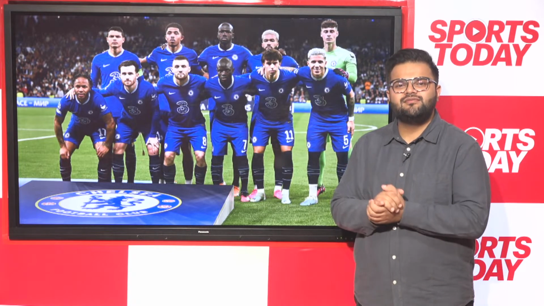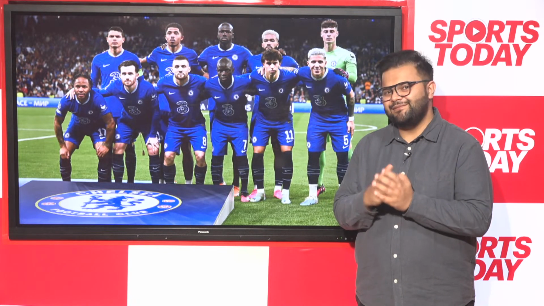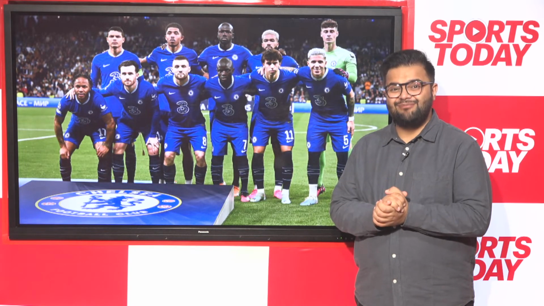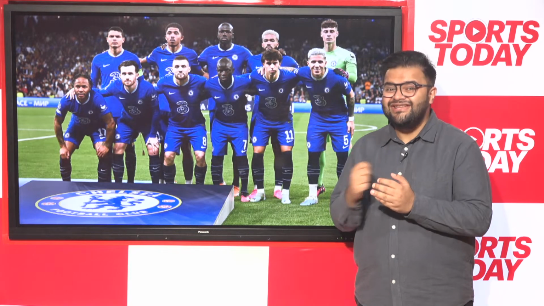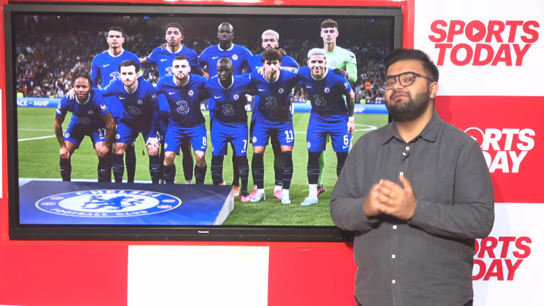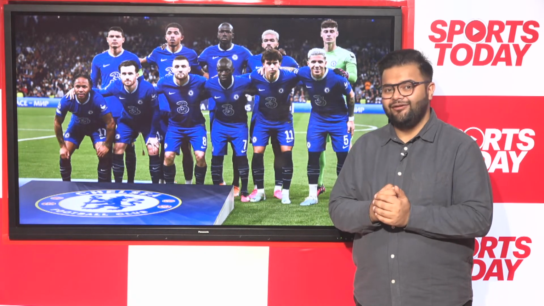It speaks volumes as to the kind of fall Chelsea have experienced this season, that a 2-0 loss to Real Madrid in the quarterfinals of the Champions League was greeted almost with relief at some quarters, that okay, the loss probably wasn't as heavy as most people expected it to be at the Santiago Bernabeu.